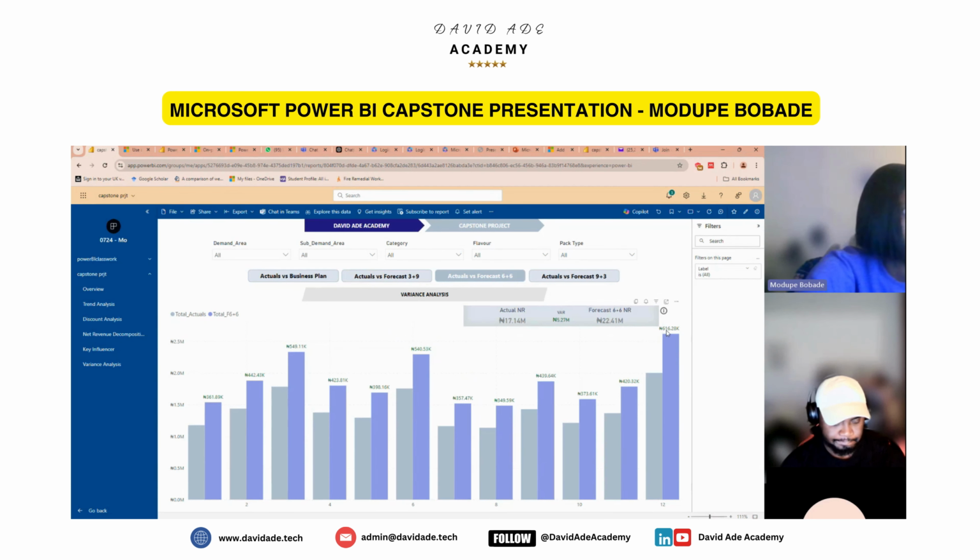You could see that the difference here is 616.28 kobo, and the lowest month is 349.59 kobo, which is the month 8. And the variance between them is 5.27 million. Actually, 17.14 million as the standard, and the forecast 6 plus 6 projected that we should make 22.41 million at the end of the year, but we did not. So the variance of that is 5.27 million.